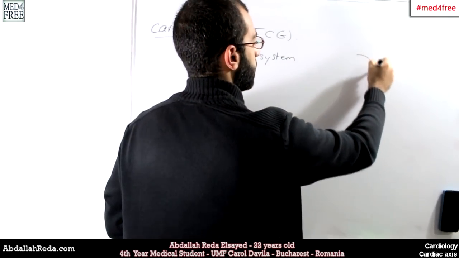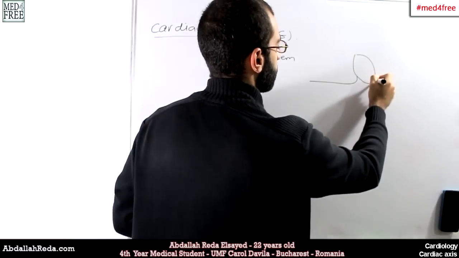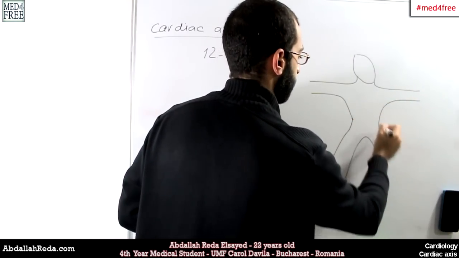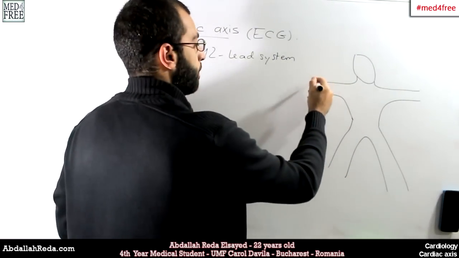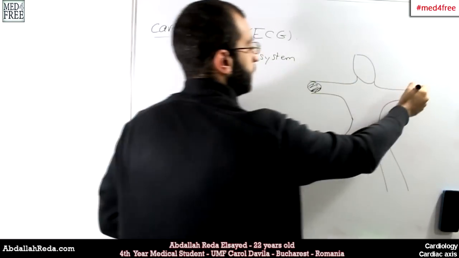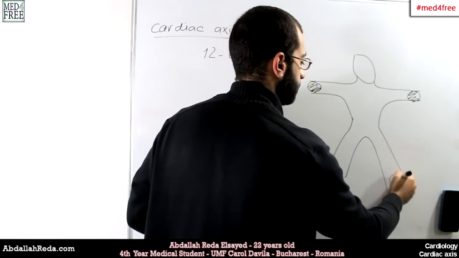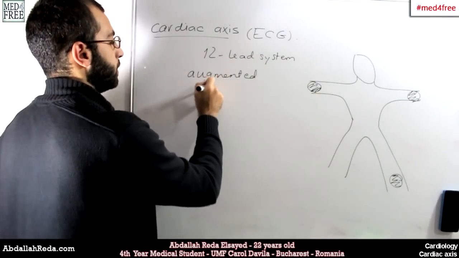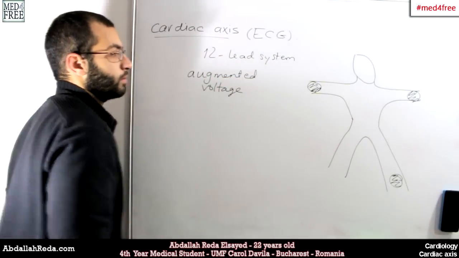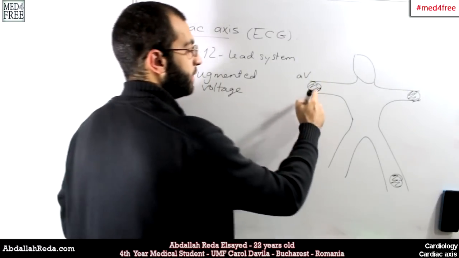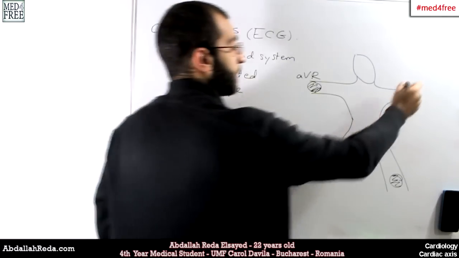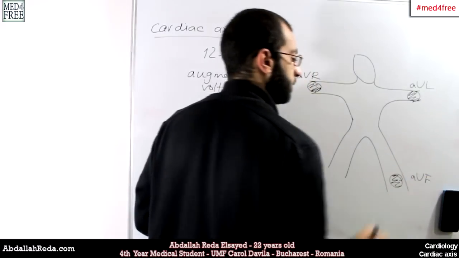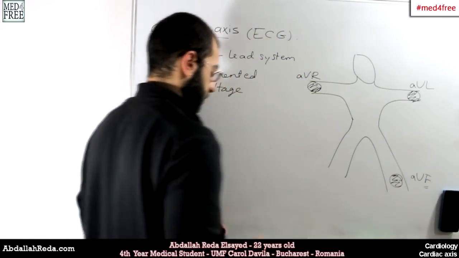And that we had leads distributed on the body. We had 3 leads which were called augmented voltage leads, so AV. We had AVR on the right arm, AVL on the left arm, and we had AVF, F for foot, on the left foot.